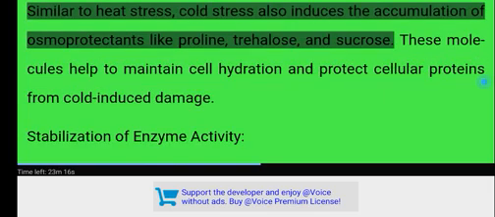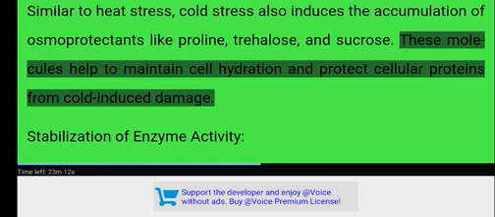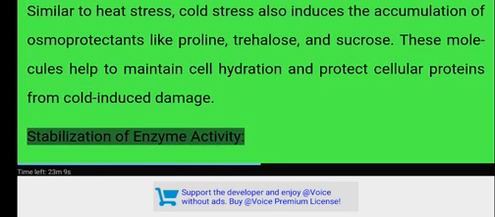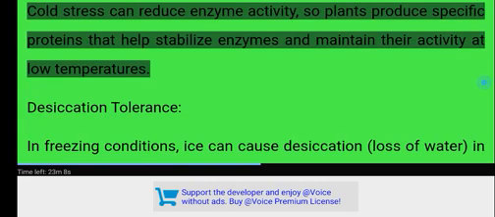Production of osmolytes. Similar to heat stress, cold stress also induces the accumulation of osmoprotectants like proline, trehalose, and sucrose. These molecules help to maintain cell hydration and protect cellular proteins from cold-induced damage. Stabilization of enzyme activity. Cold stress can reduce enzyme activity, so plants produce specific proteins that help stabilize enzymes and maintain their activity at low temperatures.